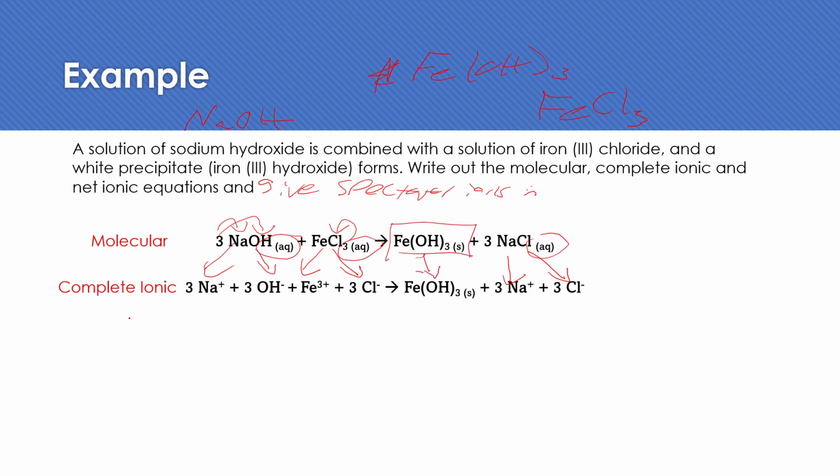Okay, so then moving to the net ionic, right? I've got sodium plus, 3 sodium plus, so those are going to cancel out. I've got 3 chloride minus and 3 chloride minus, so those are going to cancel out. My iron and my hydroxide are combining to form a solid, so they're actually participating in the reaction. So my net ionic, I'm just going to write that down. I usually like to write the positive ion first, so I write that as iron 3 plus 3 hydroxide minus gives me iron 3 hydroxide solid. And then my spectator ions are going to be my sodium and my chloride because they didn't do anything.